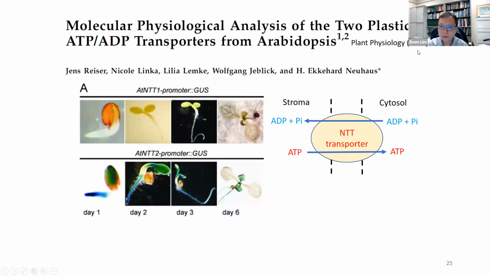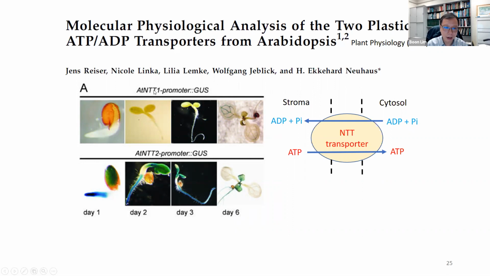So in 2004, a German group discovered the ATP transporter on the chloroplast envelope. And then in the Arabidopsis genome, there are 2 genes. One is NTT1, another one is NTT2. By using their promoter to express an enzyme, we can look at their expression, and the blue color means the location where they are expressed.